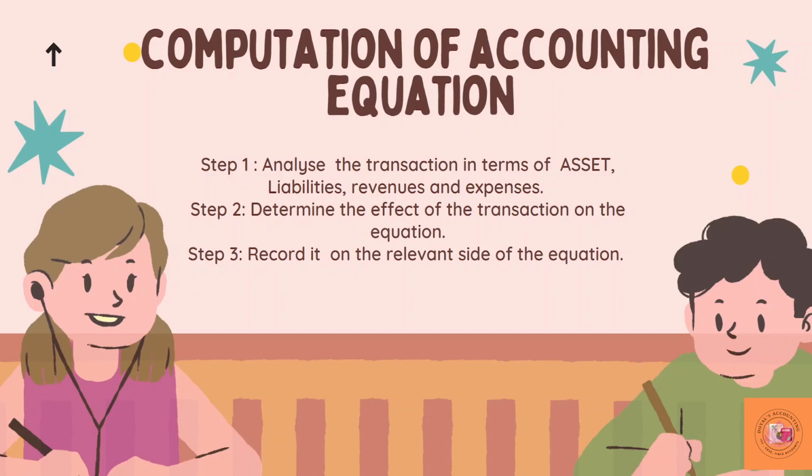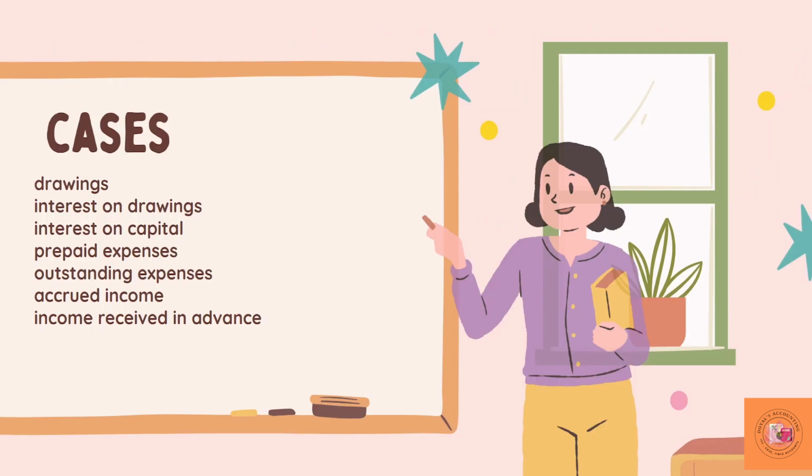So, the next step will involve recording this effect. The next step, after we have determined the effect of the transaction on the equation, will be to record it. Now, before we jump into a problem, I want to discuss certain cases which are very commonly asked in the exam and students sometimes face difficulty with.